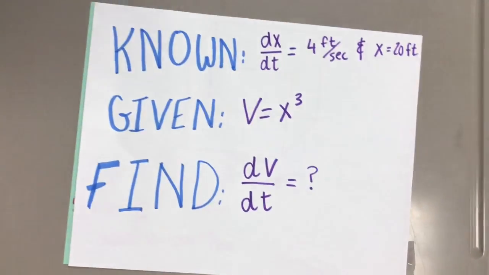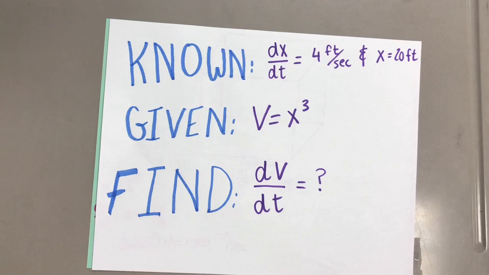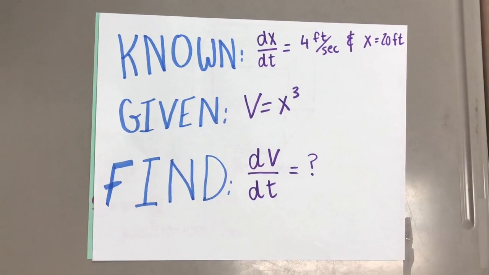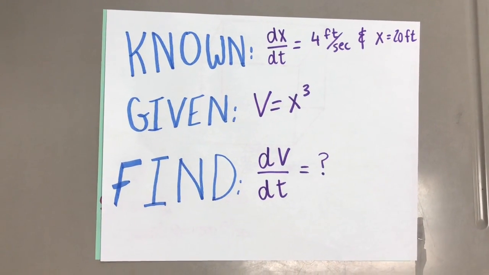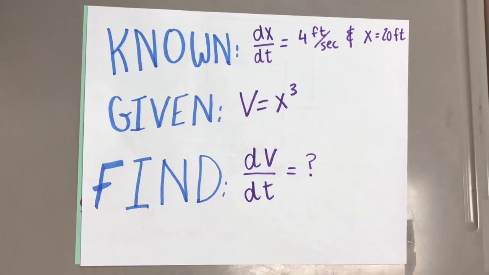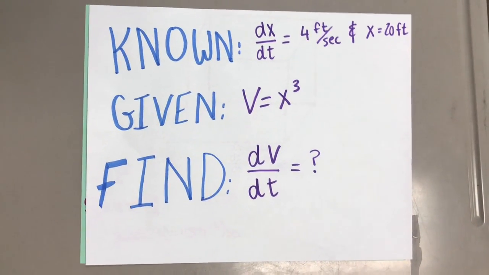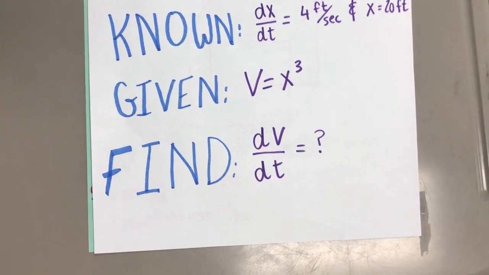So our known, which is the rate of the side, dx over dt, is 4 feet per second, and the instant we're looking for the volume at is 20 feet for the side. So our given is the formula for the volume of the cube, which is v equals x cubed, and we have to find dv over dt.